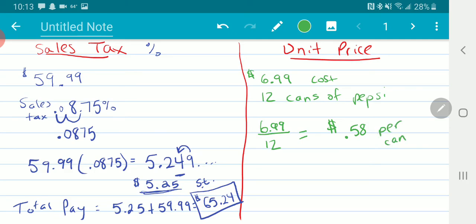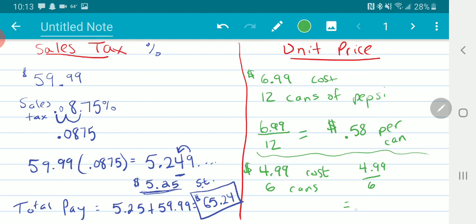Now they might say, you could get a 12-pack or you can get a 6-pack and it's going to cost me $4.99. So you might have to compare unit prices. So if I had $4.99 as my cost for another option, up top was my first option. This is another option. This is $4.99 for 6 cans. Again, we're just going to set up that proportion or that fraction, $4.99 divided by 6, and that comes to 83 cents.